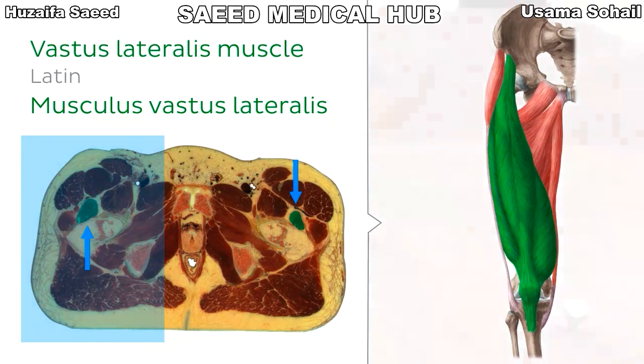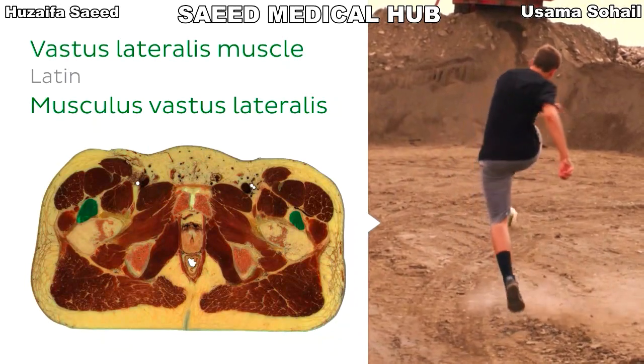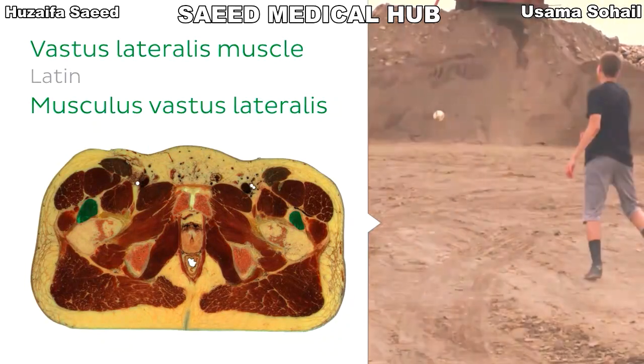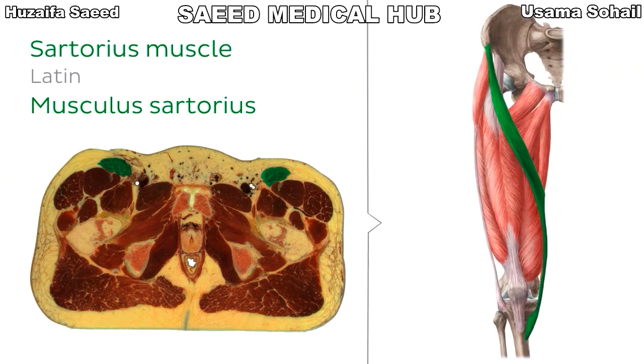Together with the rectus femoris and other members of the quadriceps muscle group, they act to extend the knee, as if kicking a soccer ball. This next muscle is one of the longest muscles in the body, and it forms an S shape over the top of the quadriceps. And this is the sartorius muscle.